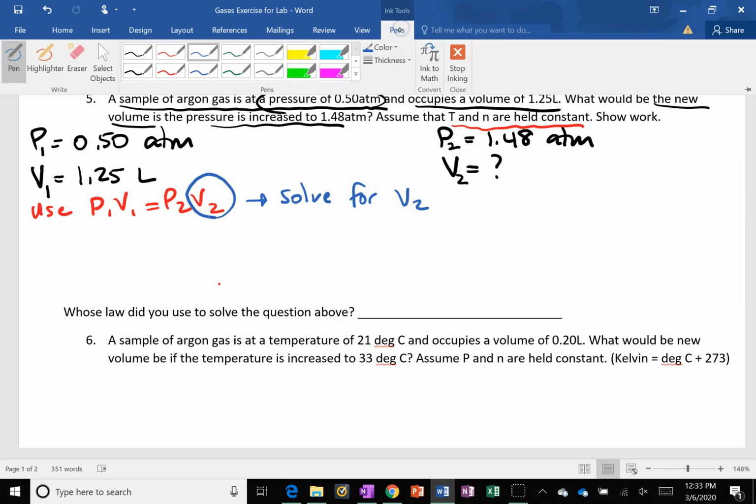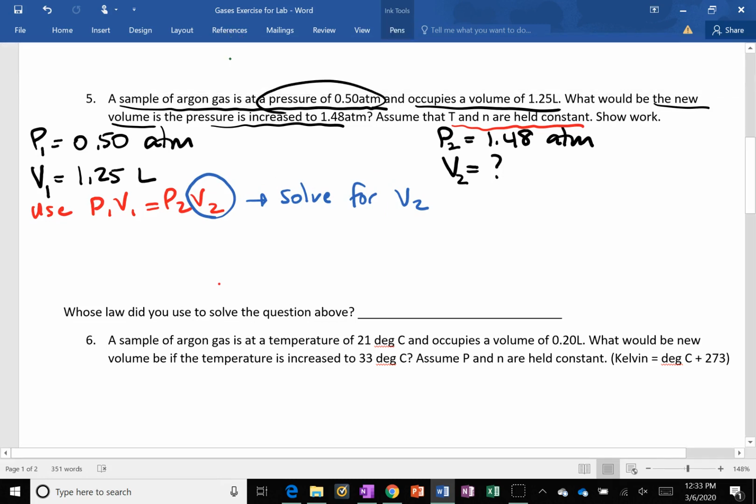And what we can do to isolate V2 on one side is we can divide it by P2 to get rid of it from the right side. So P2 goes away. Whatever we do to the right side, we have to do to the left side. So we divide the left side by P2 as well. So we end up with V2 is equal to P1 times V1 over P2. And we know what those values are because we were able to pull it out from the equation, right?